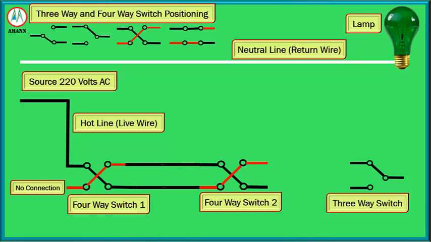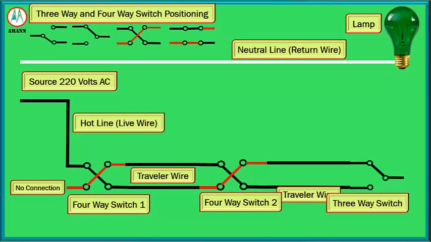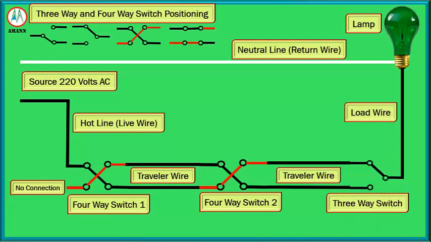When you toggle the first 4-way switch, it changes which traveler wire is energized, sending current to the second 4-way switch. Depending on the position of the first 4-way switch, the current will either continue to the second 4-way switch or return to the first 4-way switch. The 3-way switch then directs the current to the light fixture based on its position.